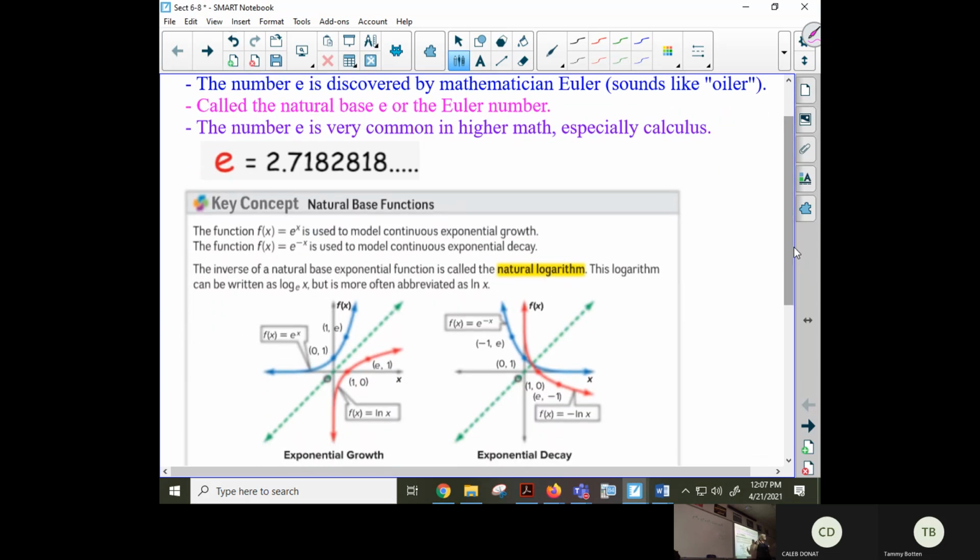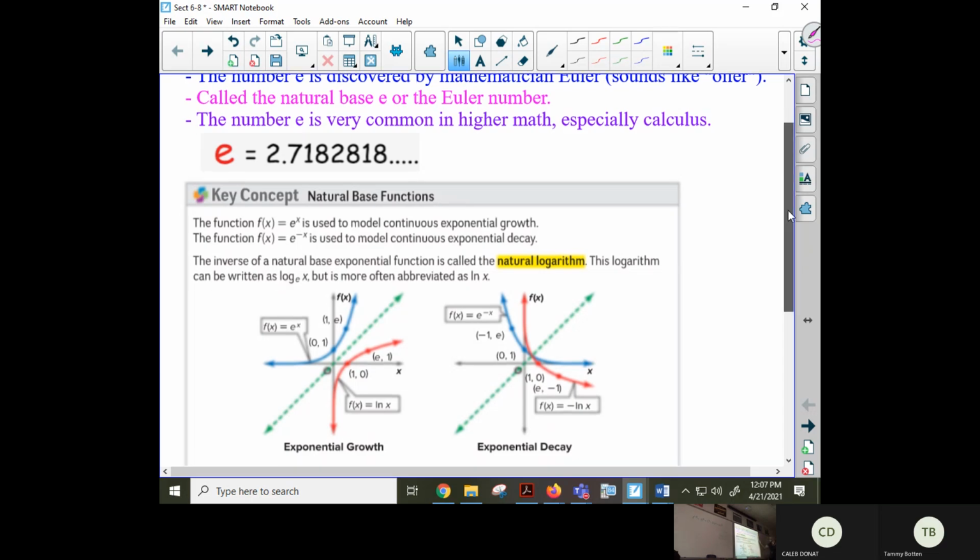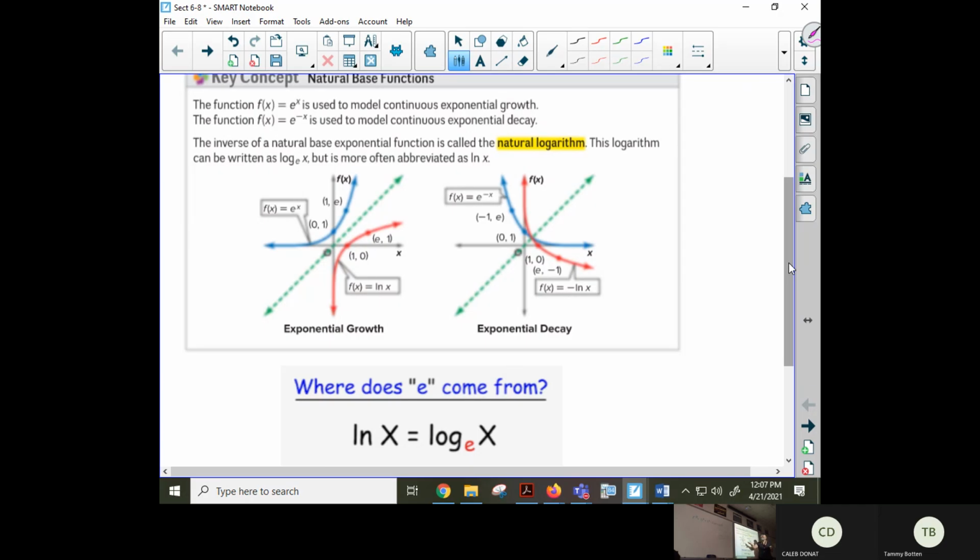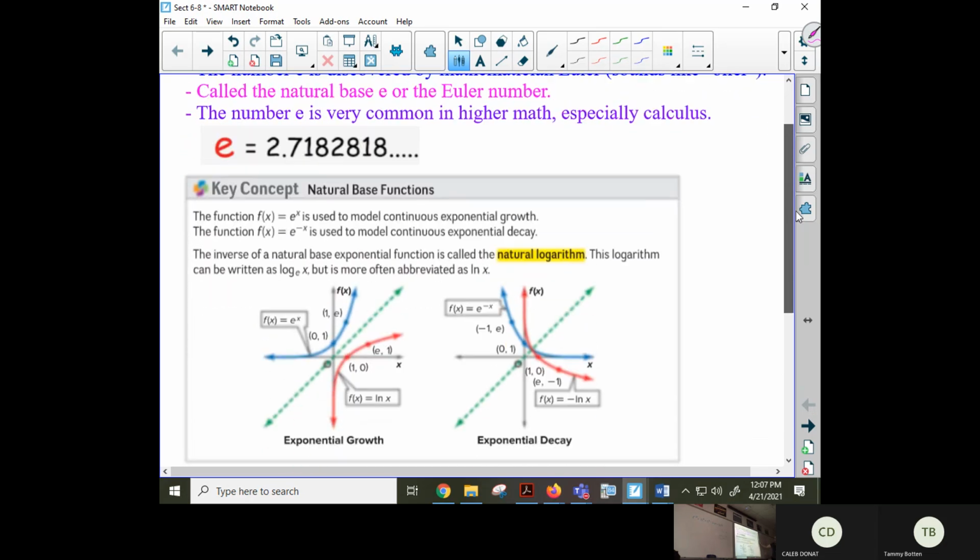The actual value is kind of like pi, where it keeps going forever and ever. It's irrational, but it's like 2.718, okay? I made these graphs just to show you that natural log of x and e to the x power are inverses of one another. We drew inverses before, so just so you have that.